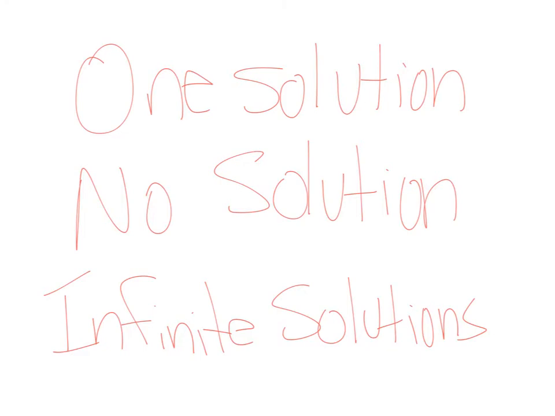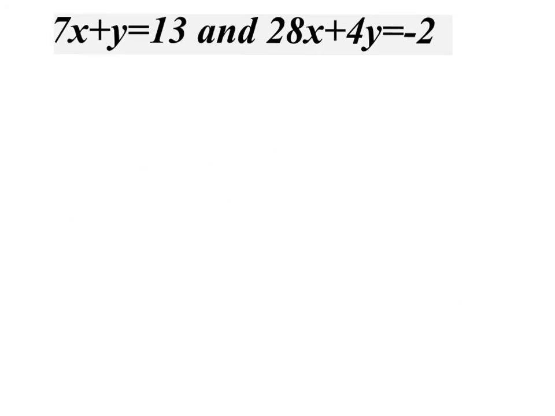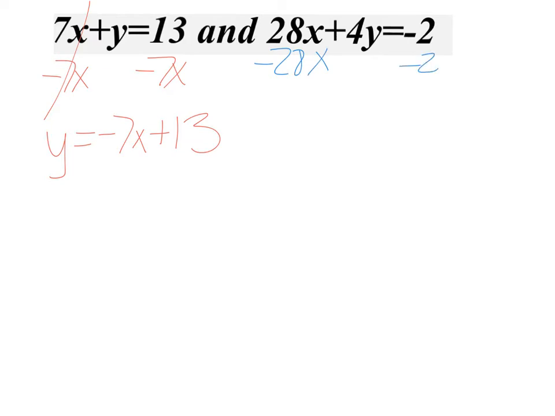Alright, so next we're looking at one solution, no solution, or infinite solutions. To determine the number of solutions, they have to be in slope-intercept form. So I will take the first equation, and for the first equation to be in slope-intercept form, I just need to move this x over. So I end up with y equals negative 7x plus 13. For the second one, I subtract the 28x.